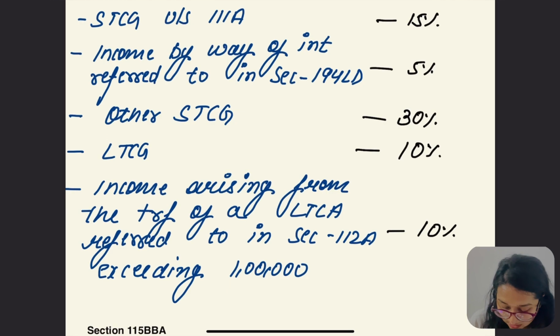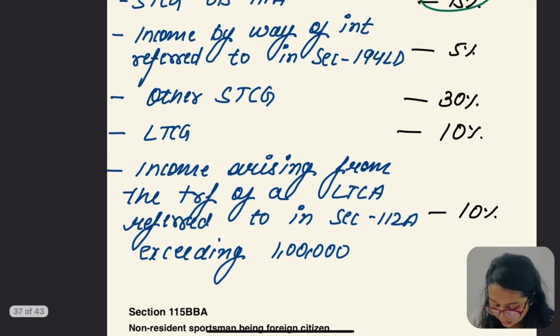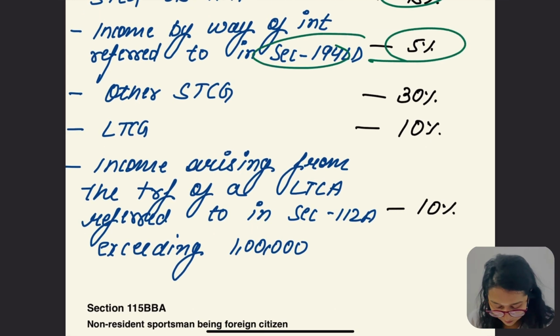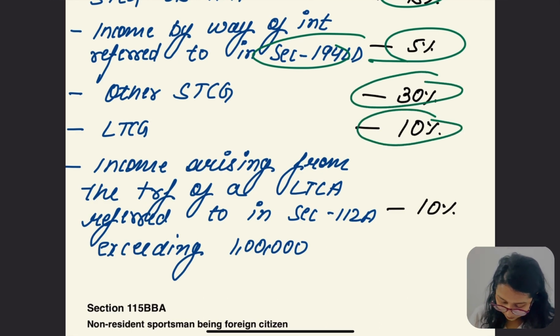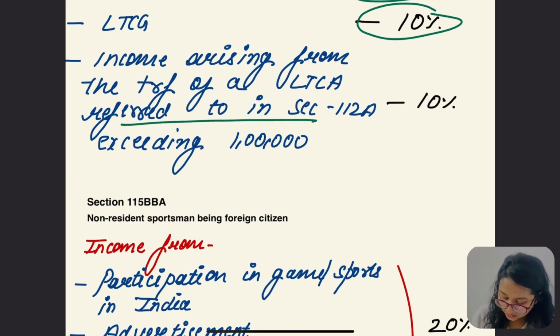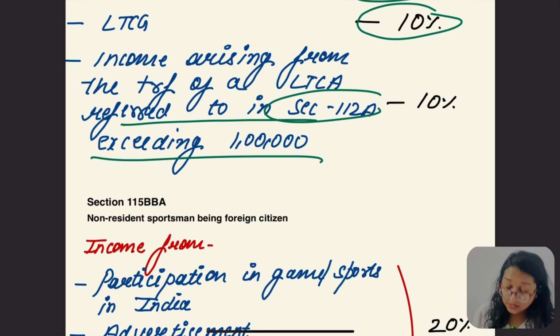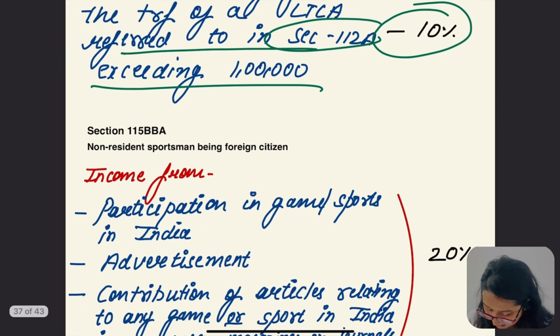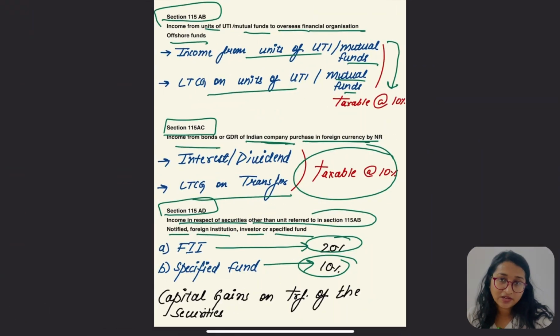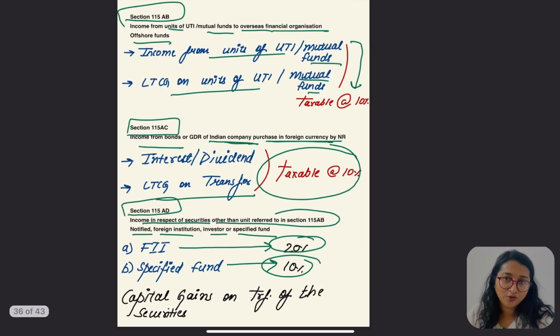We know this STCG under section 111A is going to be 15% chargeable. Income by way of interest referred in 194LD is going to be 5% chargeable. Other STCG is going to be 30%, LTCG 10%. And income arising from the transfer of LTCG under section 112A, if it exceeds 1 lakh, in that case it's going to be 10%. Okay, these are the rates we have to retain.